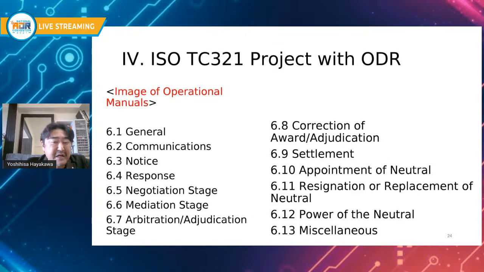So the general provision and the communication, notice, response. This is a very normal process of the ADR. And the negotiation stage, and the mediation stage, and the arbitration or non-binding arbitration, in other words, adjudication stage. And these stages need a collection of decision and the settlement, and appointment of the neutral, and replacement of the neutral, and power of the neutral, and the other important issues.